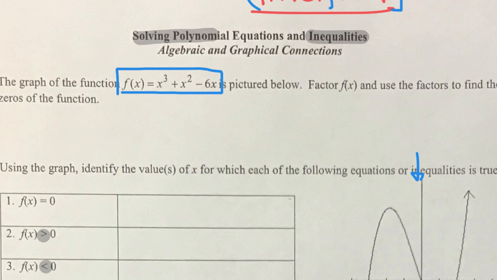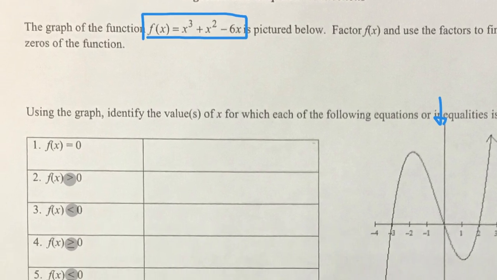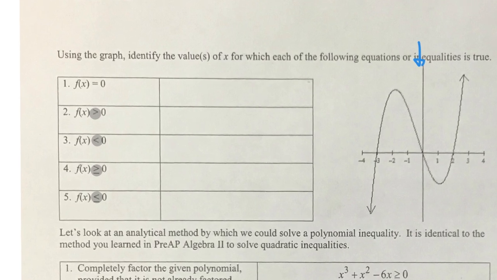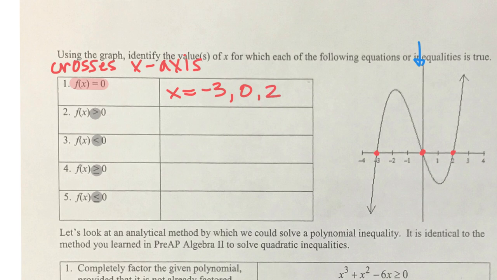So we're not going to factor it just yet, but we're going to look at the graph and we're going to answer these questions. Okay, so if we are being asked, when is f of x equal to 0, what is it that we are finding from our graph? Where the graph crosses the x-axis. What are the x values where the graph crosses the x-axis? And that happens at -3, at 0, and at +2.